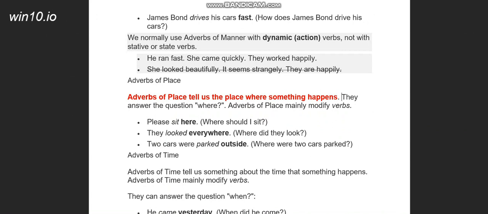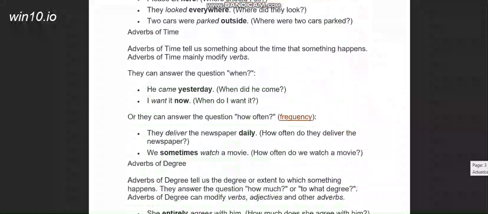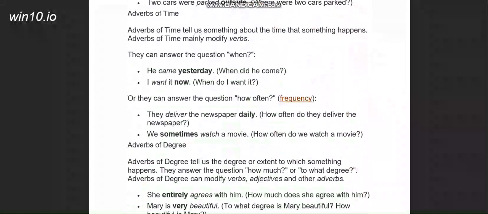So we have completed adverbs of manner. We have completed adverbs of place. And over here we are with the adverbs of time. As the word says, adverbs of time show us when something took place or when it happens. Adverbs of time tell us something about the time that something happens. Adverbs of time mainly modify verbs. I repeat, adverbs of time mainly modify verbs.